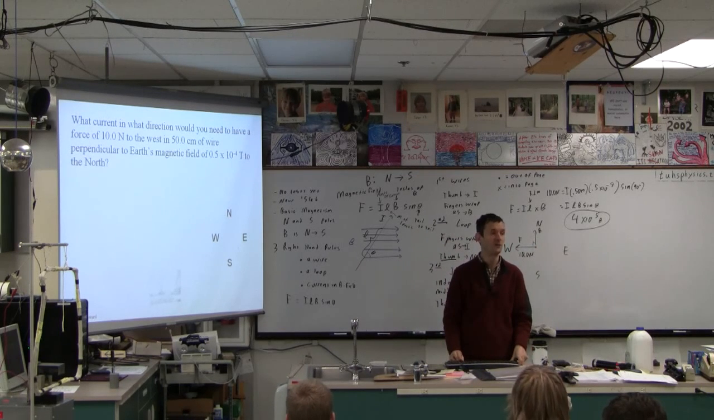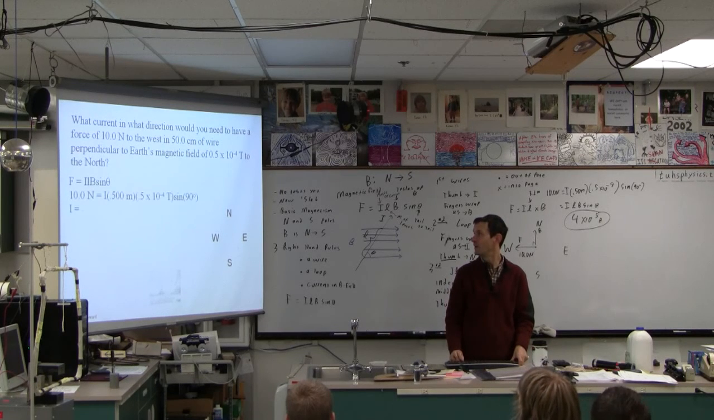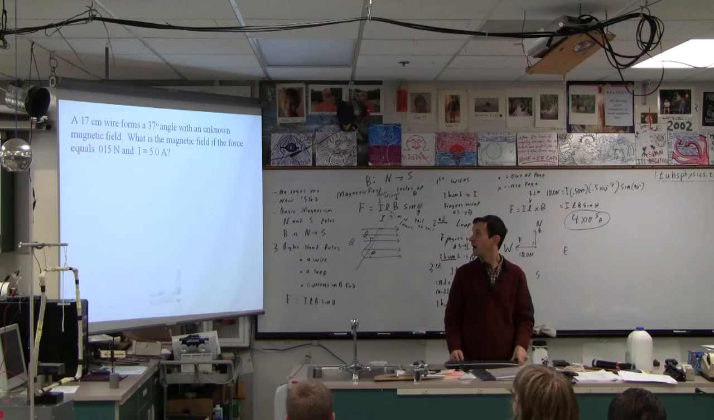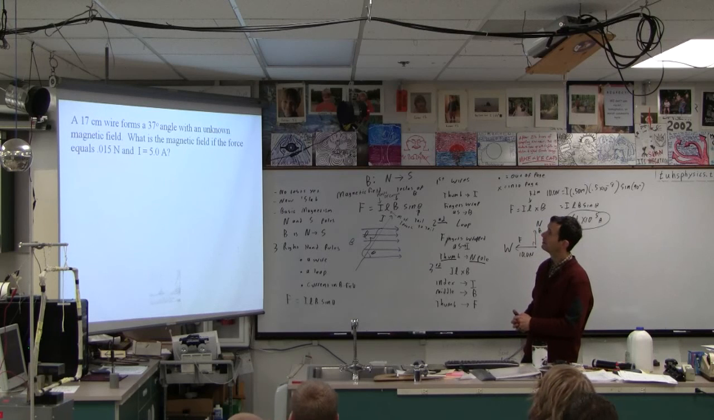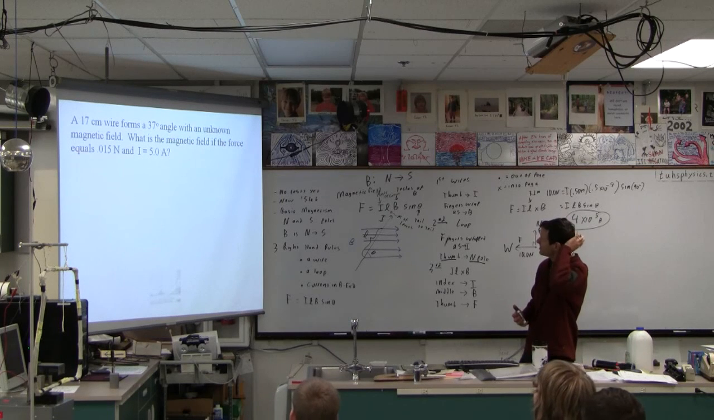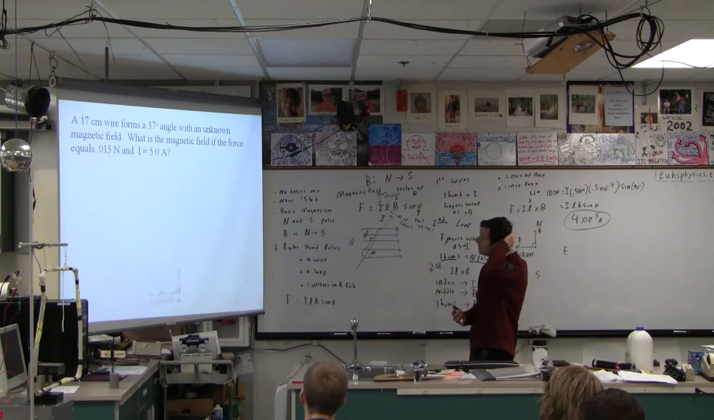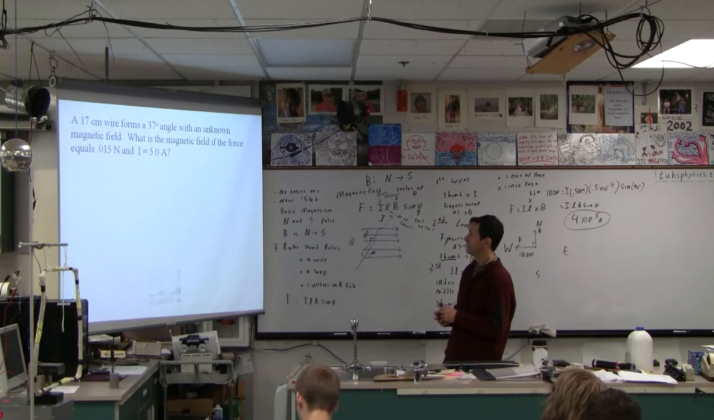Are we ready for the next one? 17 centimeters of wire forms a 37-degree angle with an unknown magnetic field. And here we don't even know the direction, so we assume that they measure the angle correctly, that it's tail to tail, which it sounds like it. So 37 is the angle we'll use.